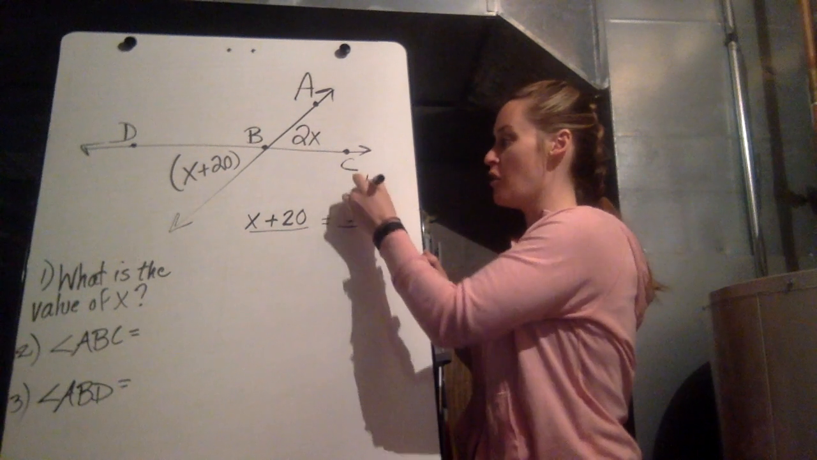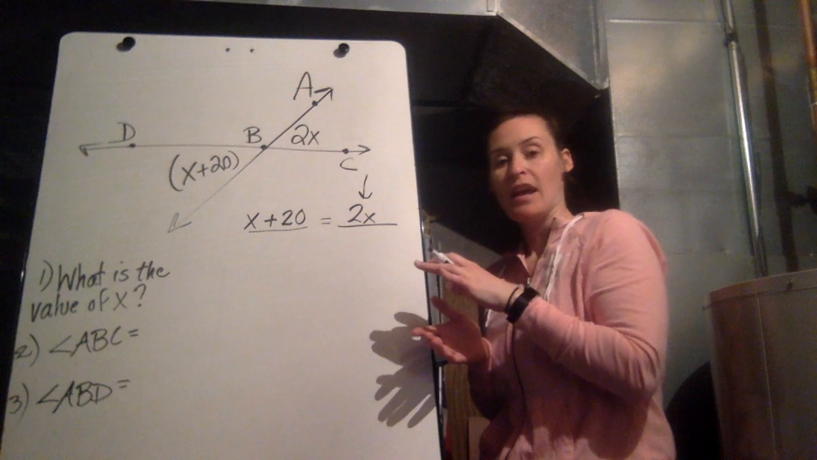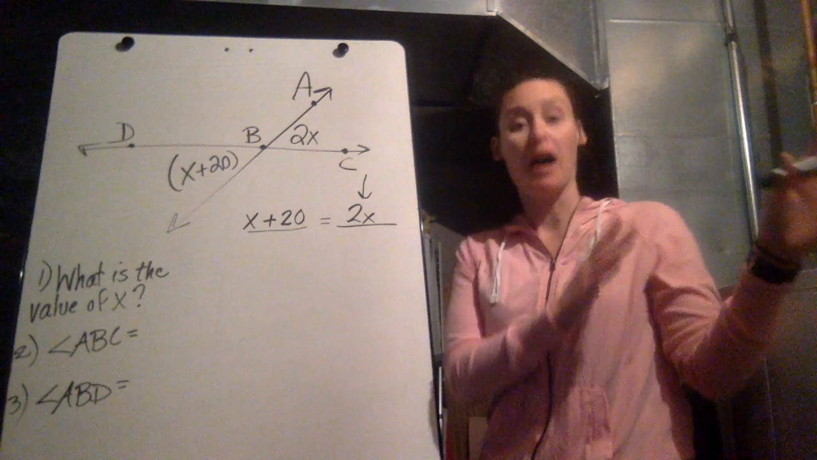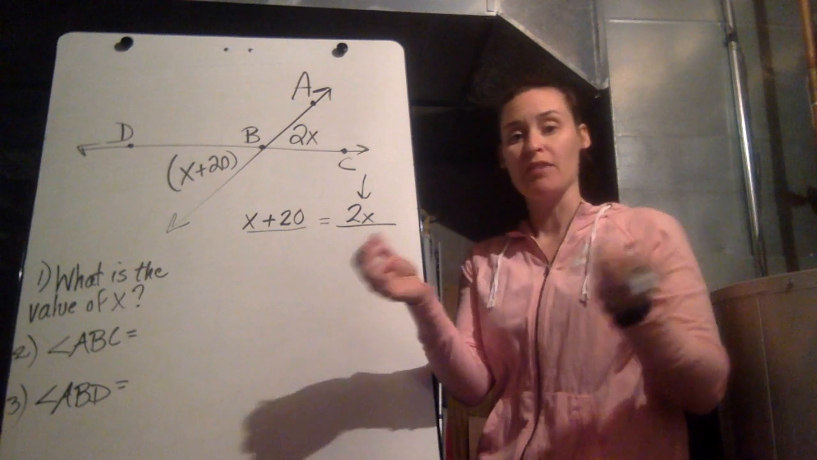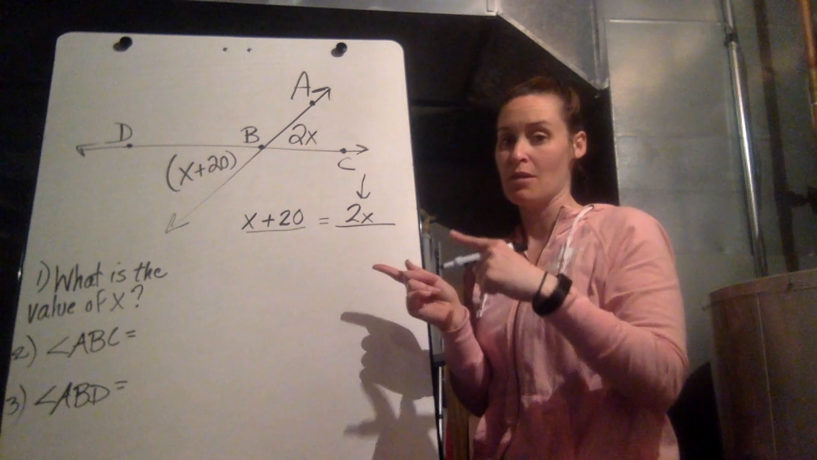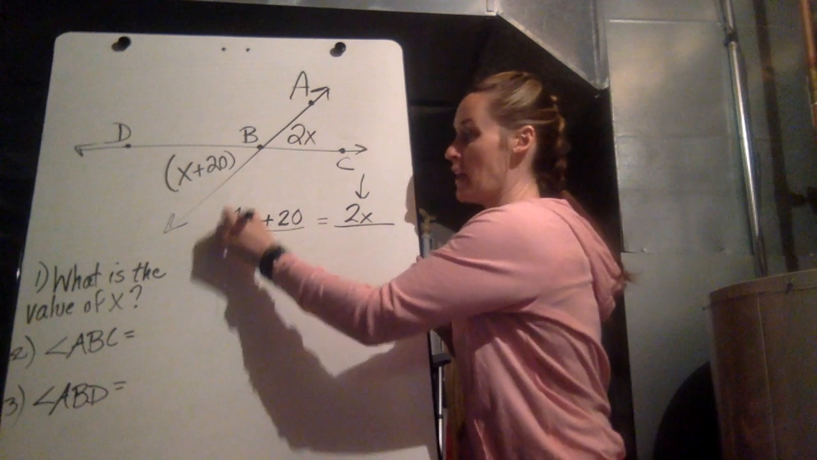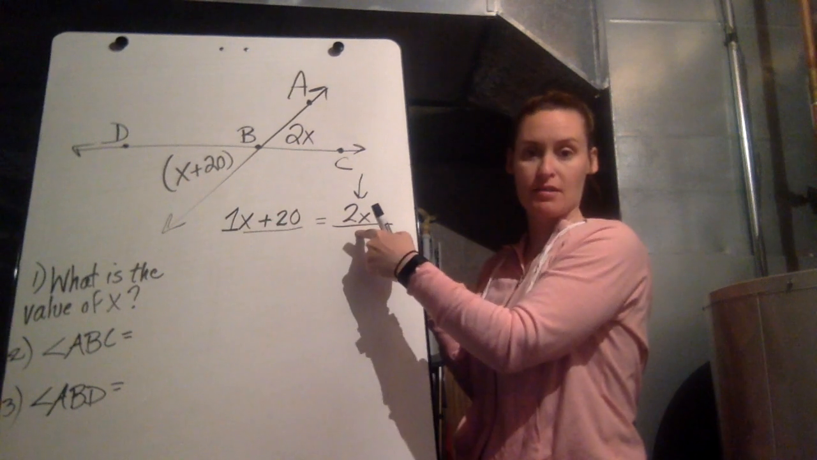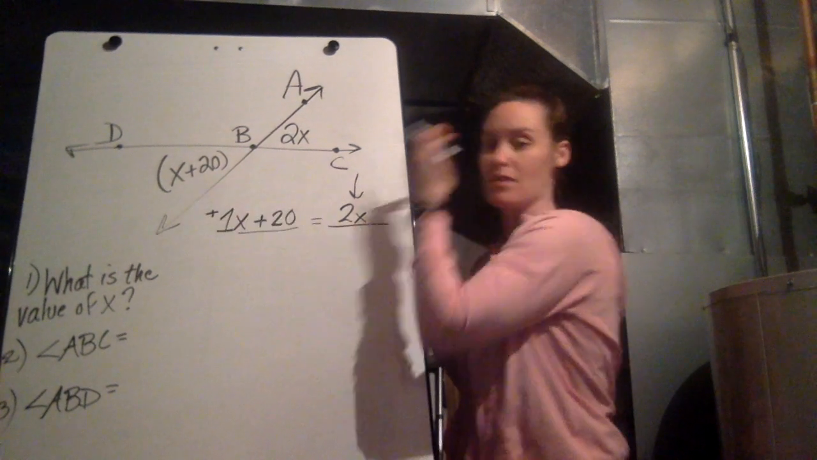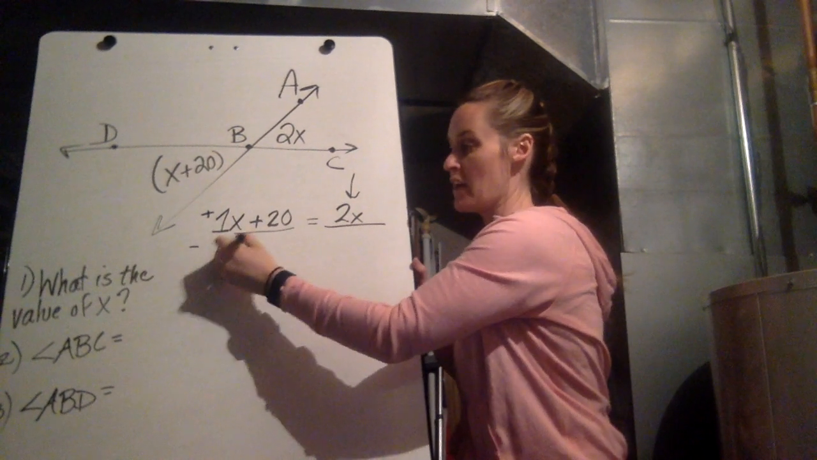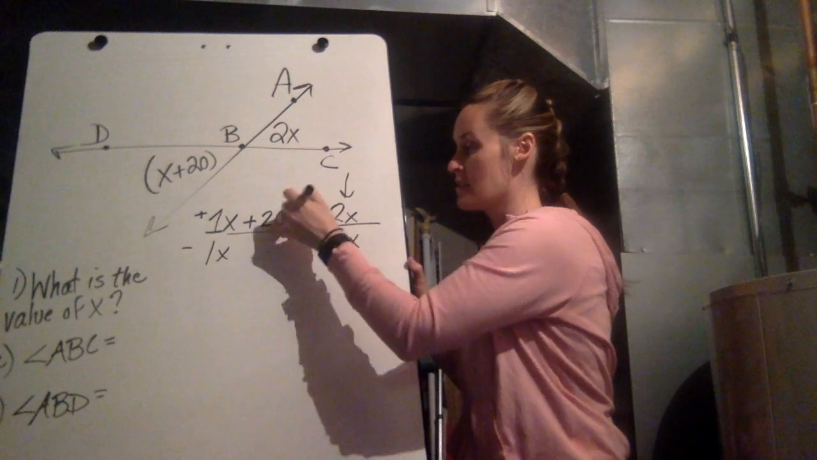So I want to get all my x's on one side, and I want to move them all together so they're positive. So just like we move integers around to make zero pairs, we're going to do the same thing with our x value. So this is a 1x. That's smaller than my 2x. So to get rid of a positive 1x, I'm going to subtract 1x from both sides of that equal sign.